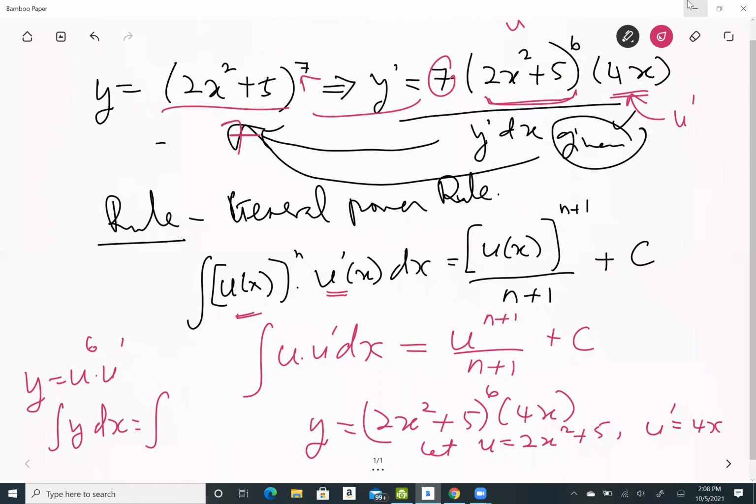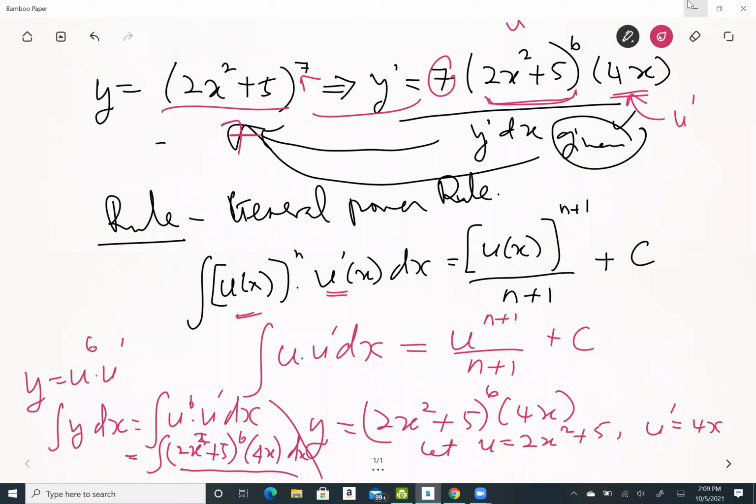That means I am integrating u to the power of 6 u prime dx. So that is the form of the function which comes from here. If I write it back in terms of x, the original form was (2x squared plus 5) to the power of 6 multiplied by 4x dx. So that is the function that I want to integrate. You got the idea?